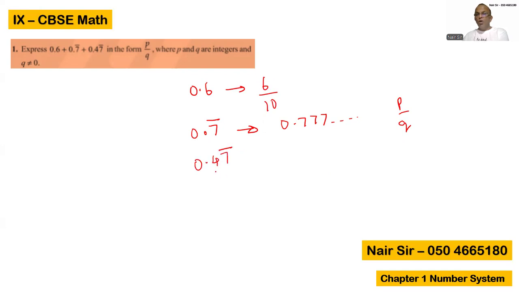0.47 bar. Now look at this very carefully, kids. This is 0.47 bar. What does that mean? That means that it is 0.47777. This number and this number, this number and this number. This is A, this is B, and this is C. Look at what is the difference in it. Once you understand it, then it will be very easy to solve it.